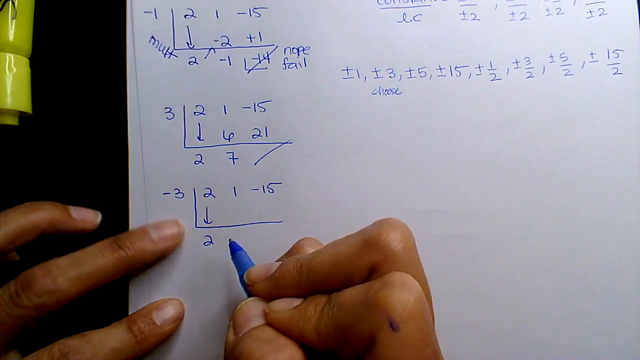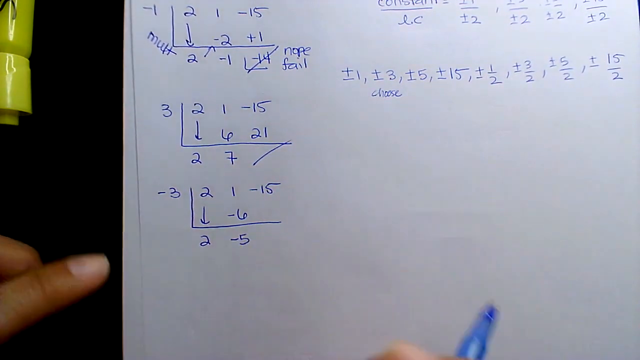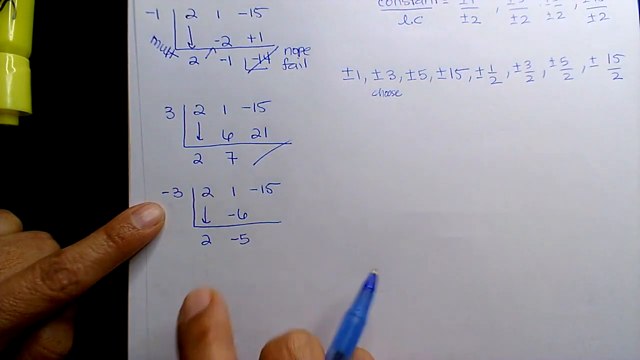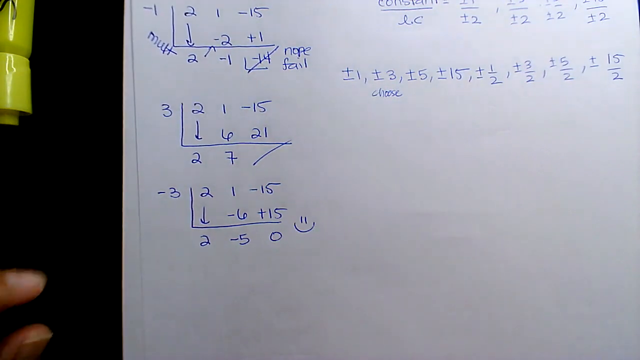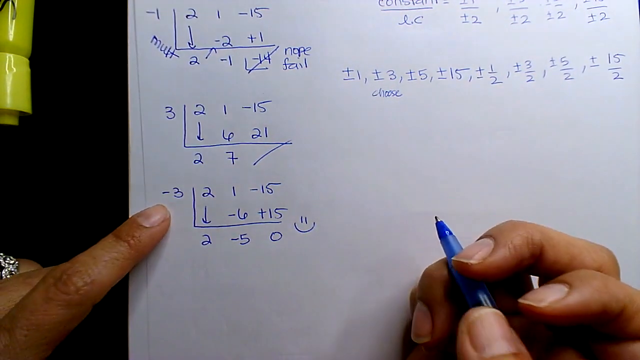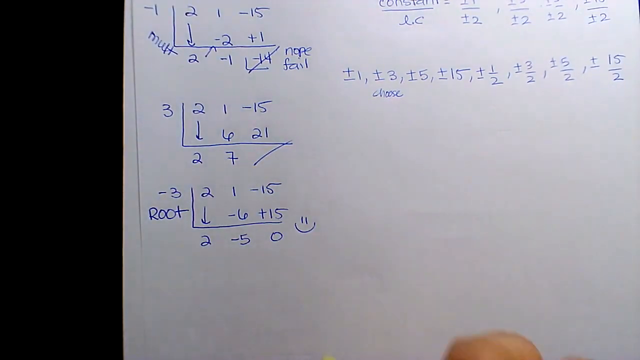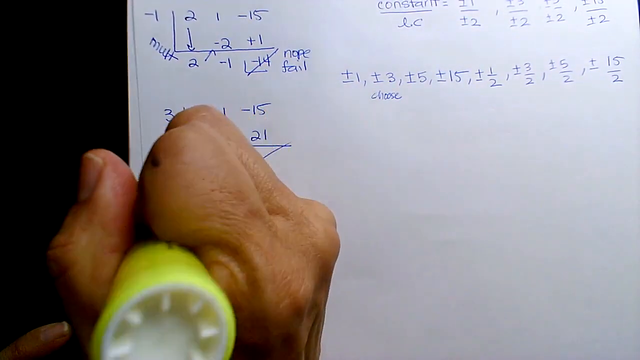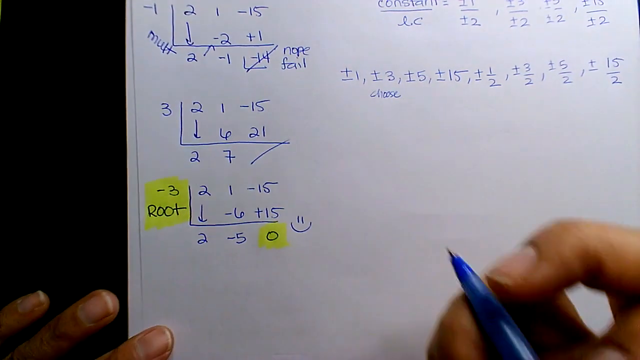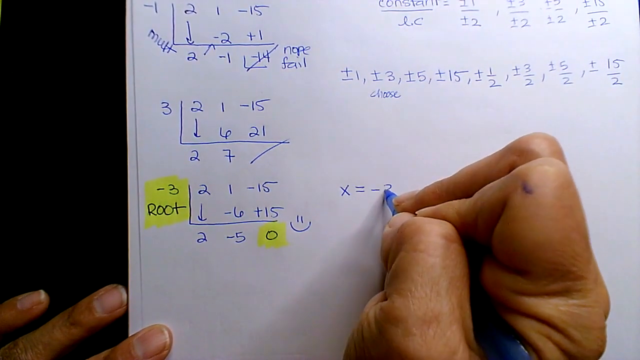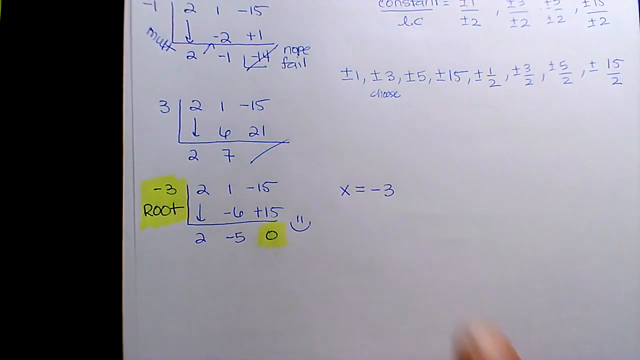Okay, so 2, that's -6. There we go, -5. What is -3 times -5? +15. Yay, there's my 0. And so this is a root, right? Because I got the 0, this now becomes a root. And so I get x equals -3 is a root, right? So if I was graphing, that would be an x-intercept.